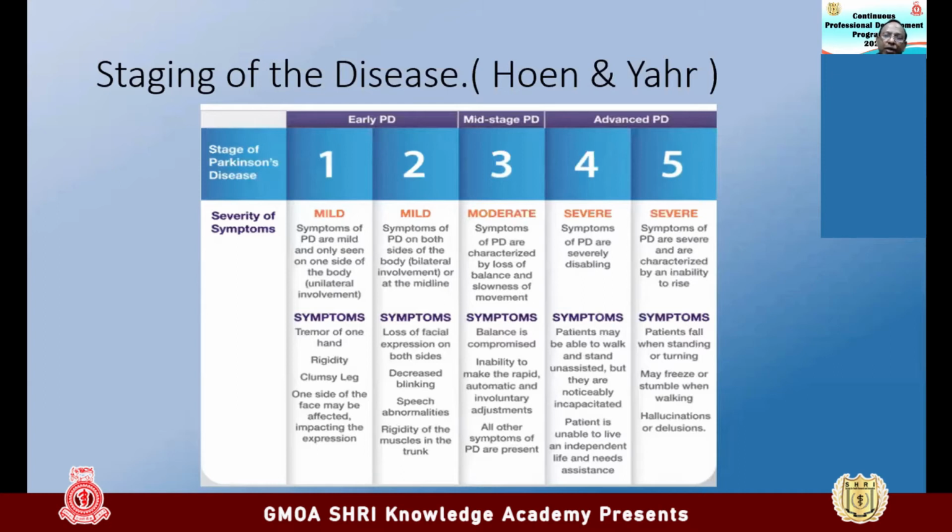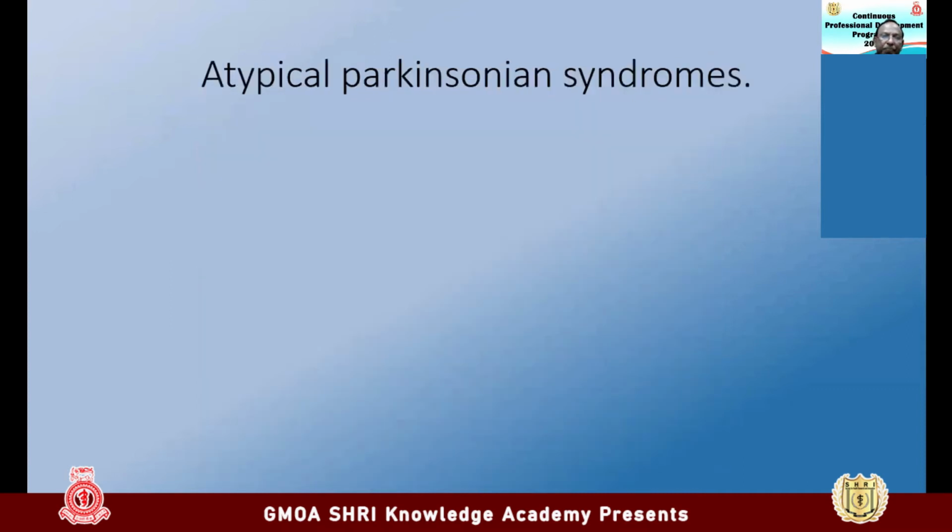Then stage 3, which is called mild to mid stage. The symptoms appear on both sides as well as the axis, but still the patient's balance is mostly not compromised here. Stage 5 is very severe disease where the patient is completely wheelchair bound. So these are the stages, called Hoehn and Yahr staging. You can Google and see if you want more details, which is most important for how the patient progresses through the disease stages.